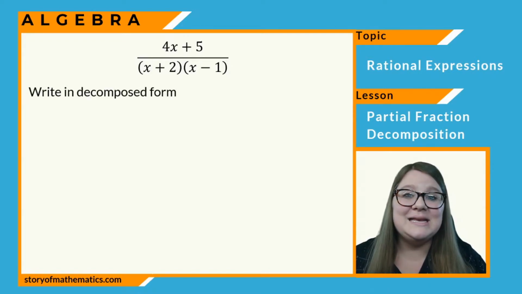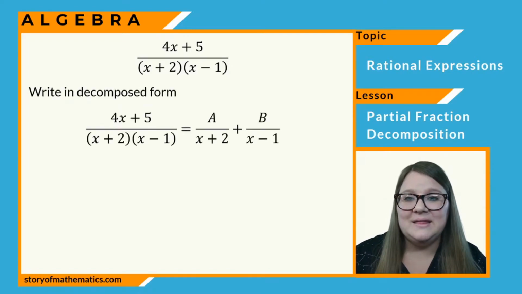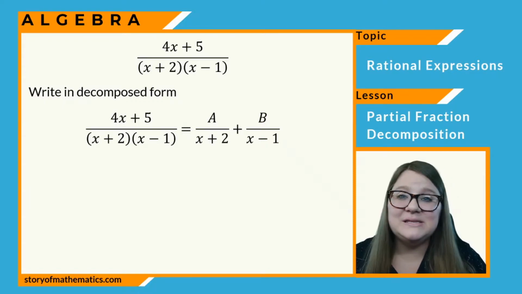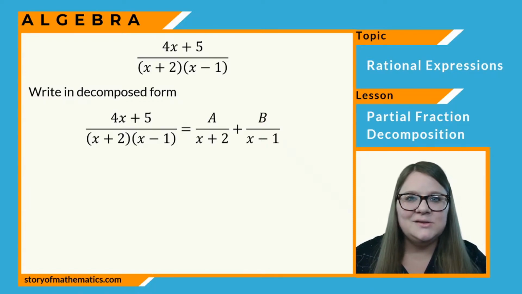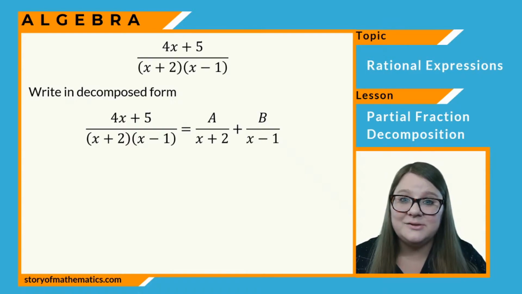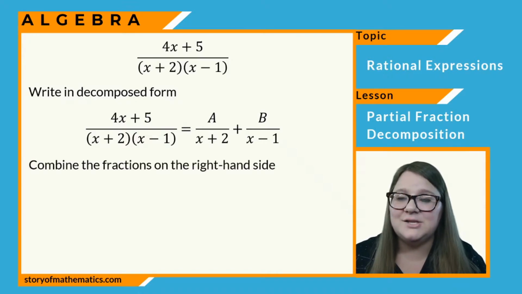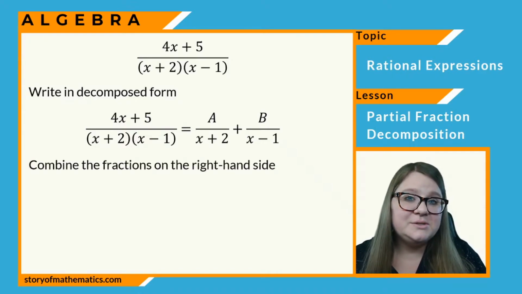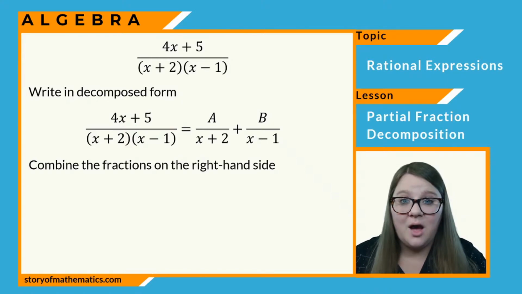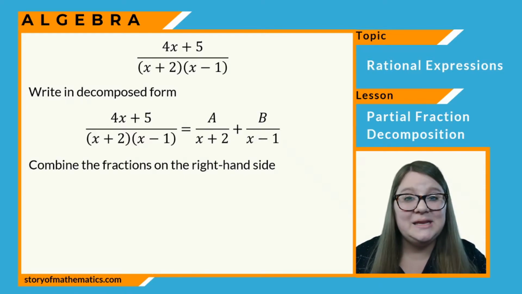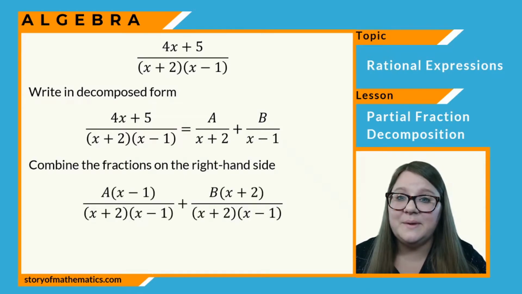Remember, we want to rewrite this in decomposed form. That means A over x plus 2 plus B over x minus 1. Notice those x plus 2 and x minus 1 factors come from the original denominator. Now we need to combine the fractions on the right-hand side. In order to do that, we need to recognize that the least common denominator, or LCD, is x plus 2 times x minus 1. The first fraction only has x plus 2, so we need to multiply it by x minus 1 on top and bottom. Similarly, we need to multiply the second fraction by x plus 2 on top and bottom.